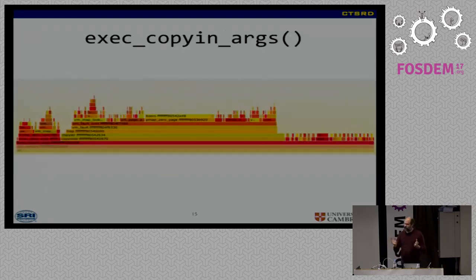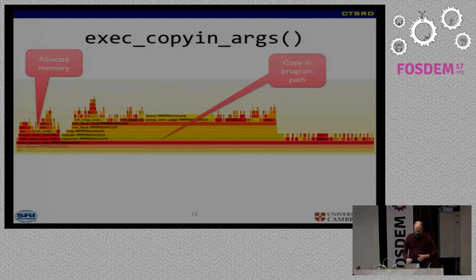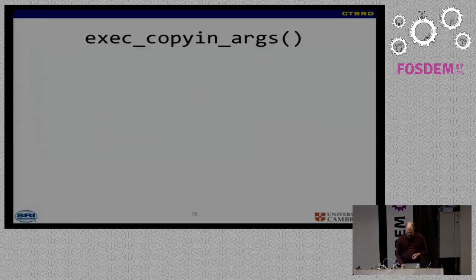So now we're going to zoom in a bit. The first bit of execve is exec_copyin_args. Its job, excuse me a moment. There we are. So it does a bit of memory allocation in the kernel. And then it copies in the program path as well as all the command line arguments for the program and all the environment that was passed to the program. It has to get this out of the parent process and into the kernel so that it can then be copied into the new process.